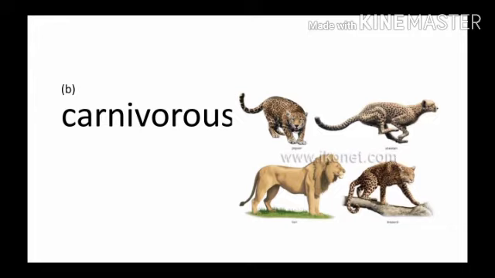Next one we learn about the carnivores. The animals that depend on other animals for their food are carnivorous. Carnivorous animals indirectly depend on plants for food. Examples are animals that feed on herbivores, predators, and animals that feed on insects, that is insectivores, like lion, tiger.